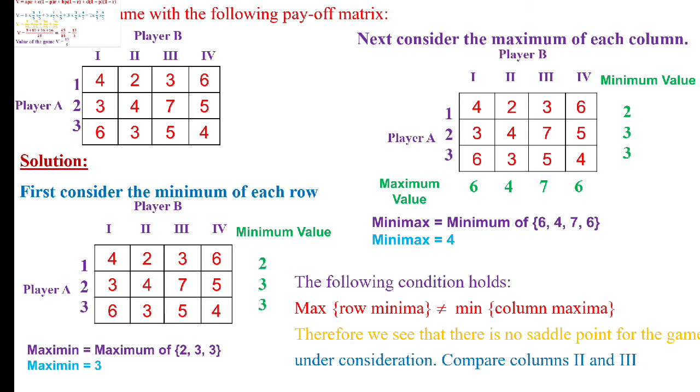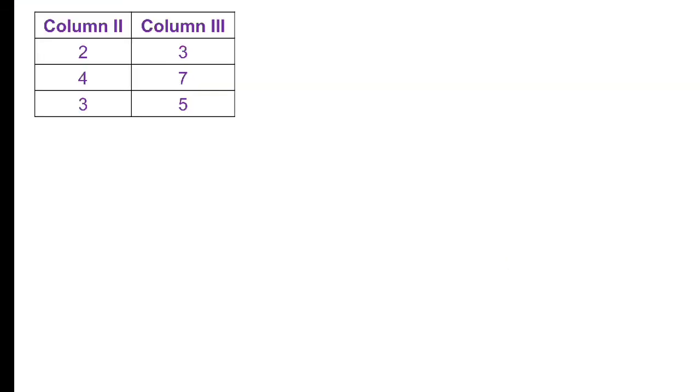Compare second column and third column. Compare row-wise also. Rows are not dominated. Second and third column, if we compare, the second column is less than the third column. That is, the second column dominates, the third column being larger in that way. The third column will be deleted.